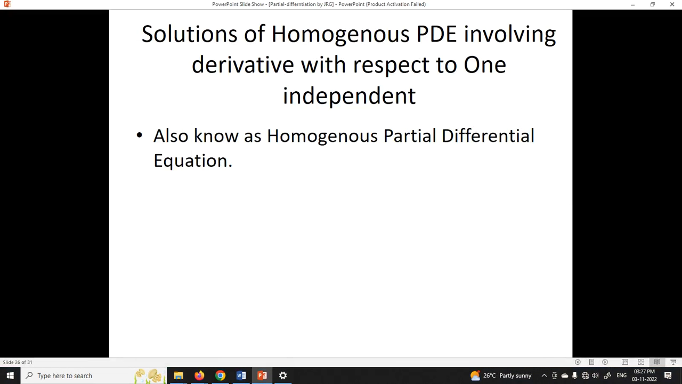So here the equations we are going to consider today are also homogeneous partial differential equations. Is it clear? So one example I will do, and we will see how these examples can be solved.